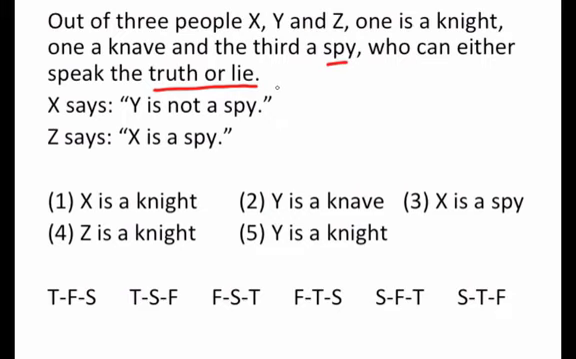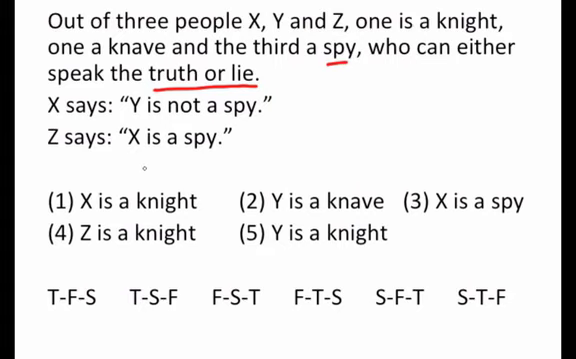Okay, so I guess you would have solved the question by now. Let us look at how we can solve it. Three people are there. One is a knight, one is a knave, and the third is a spy. So he can speak the truth or a lie. So what all possibilities are there?